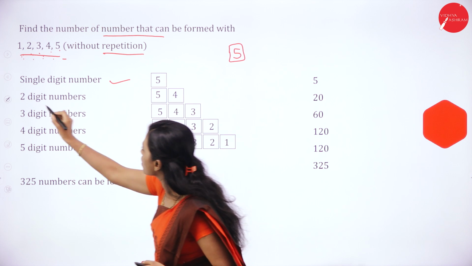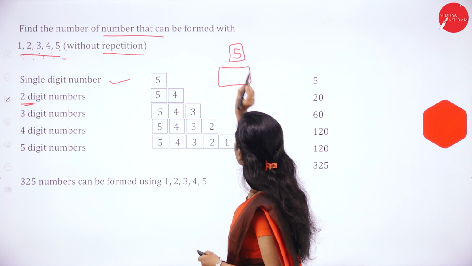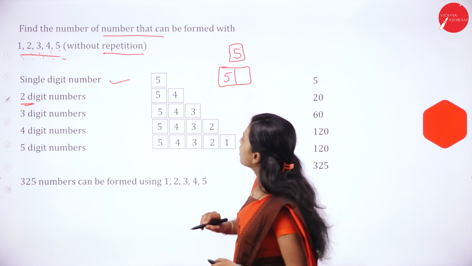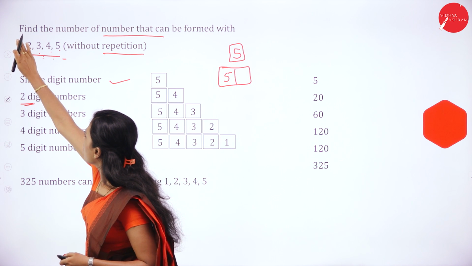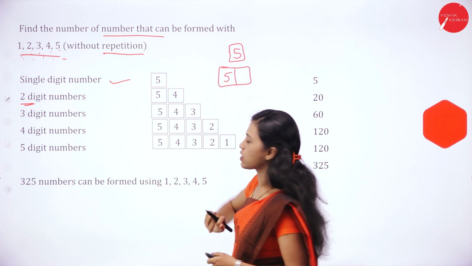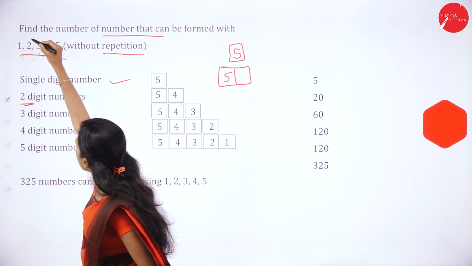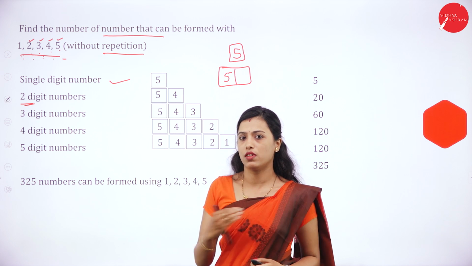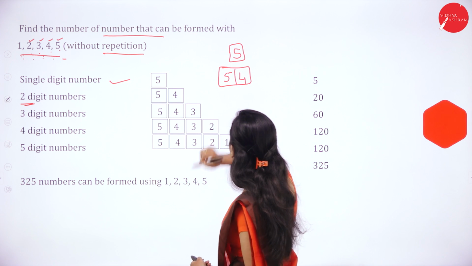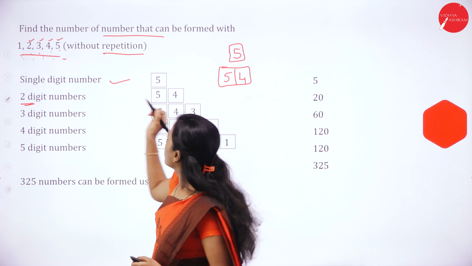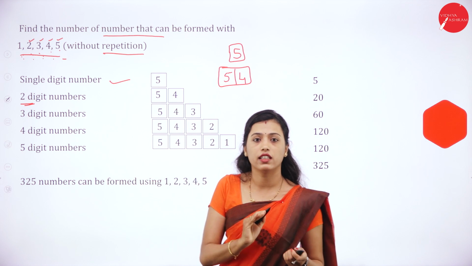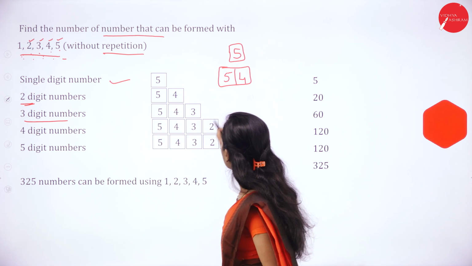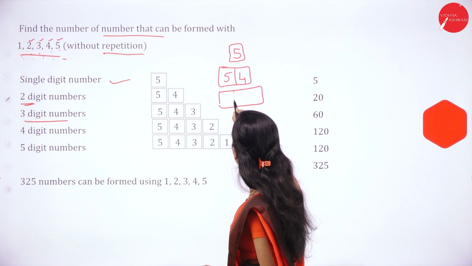Then what about 2 digit numbers? There are 5 numbers. So 5. Assume that you have written 1 in the first box. So how many numbers are left? 2, 3, 4, 5. 4 numbers are left. So 4. So we can arrange 2 digit numbers in 5 into 4 ways. Then 3 digit numbers. 3 digit number means 3 boxes.